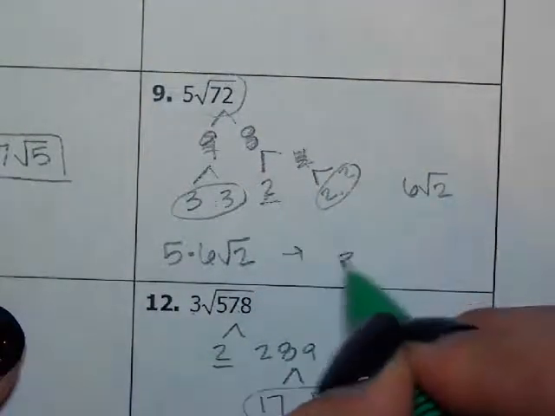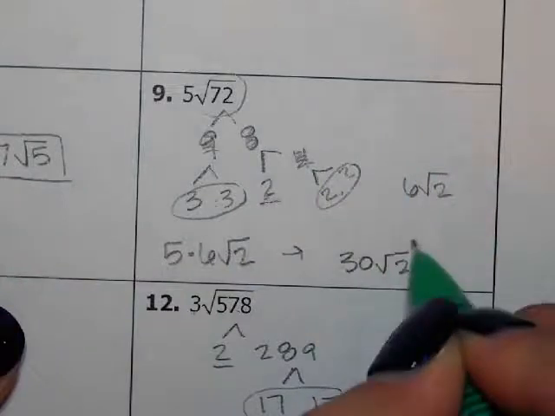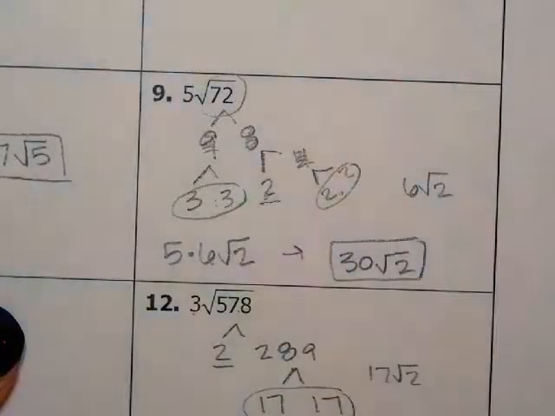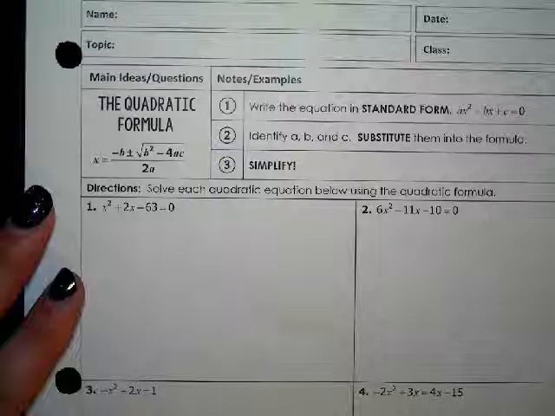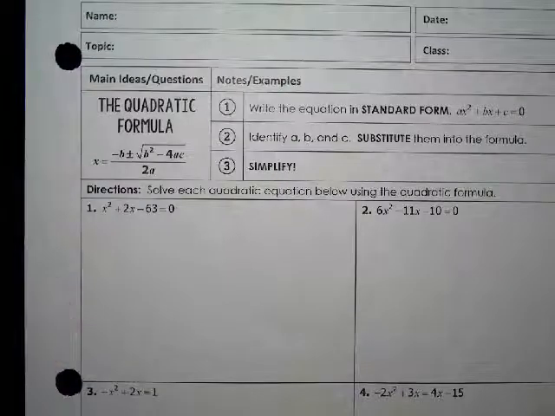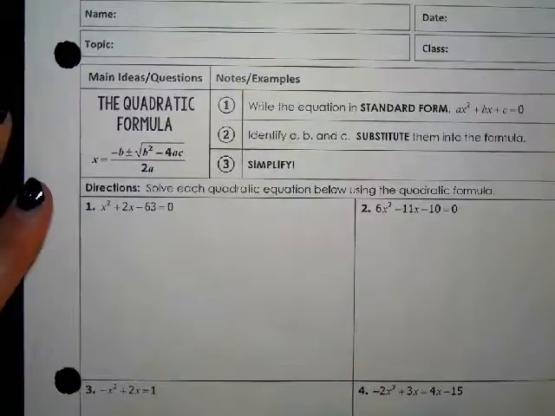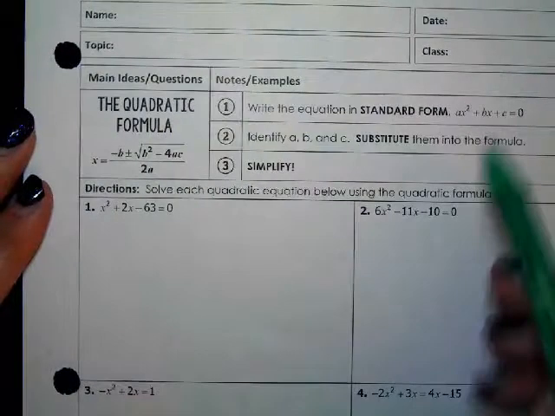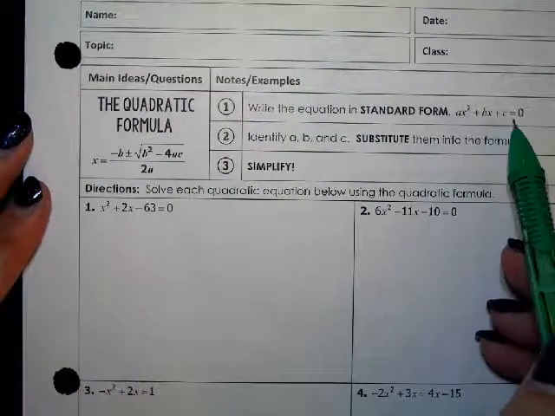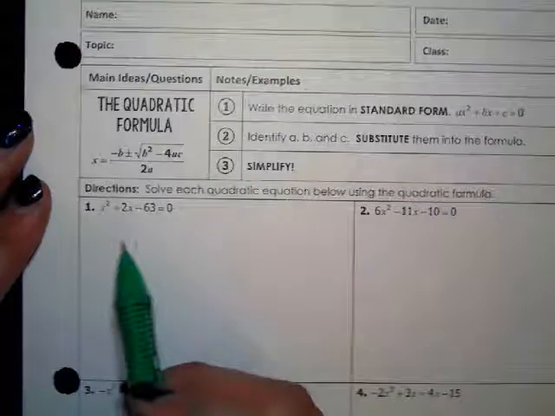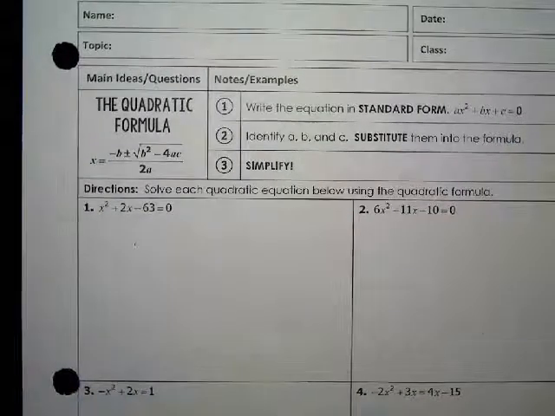Marvelous. All right, I'm going to give you guys some time. All right. So first thing we do, just like factoring, is we make sure it equals 0. So number 1 is ready to go. Number 1 is ready. All right.